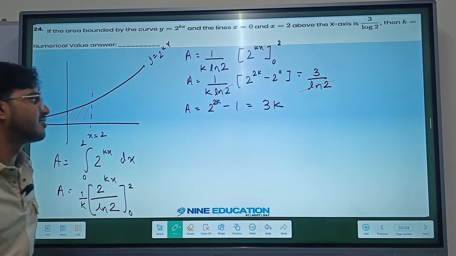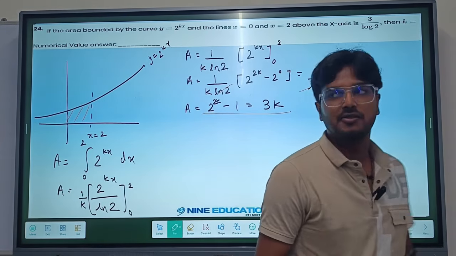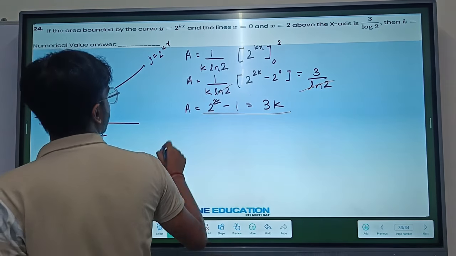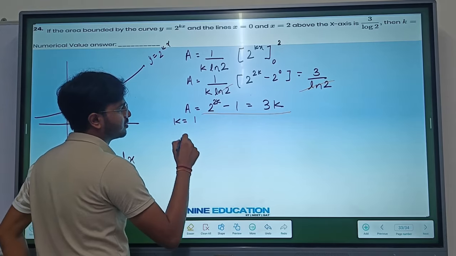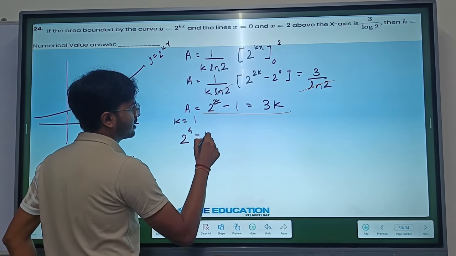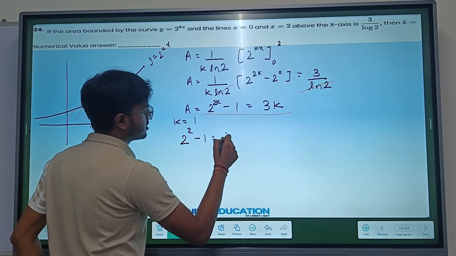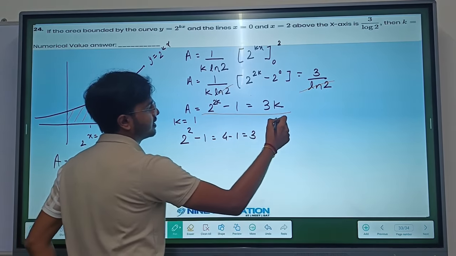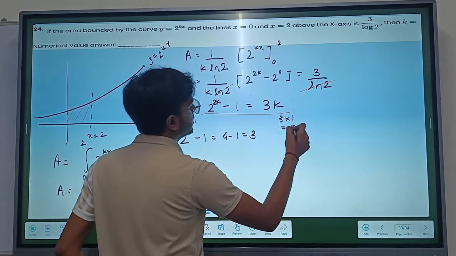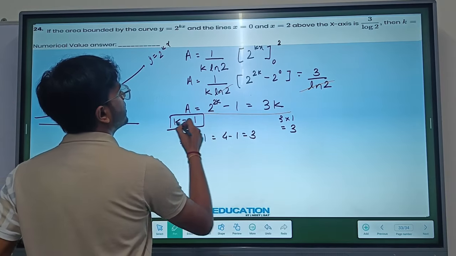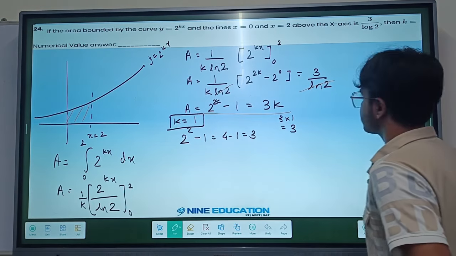Now to solve this, we have to use substitution, there is no other way. The easiest substitution, let's try with substituting k as 1. So 2 power 2 minus 1, which is 4 minus 1, which is 3, and here we'll have 3 into 1, 3. So with the first substitution k equal to 1, we get the value.